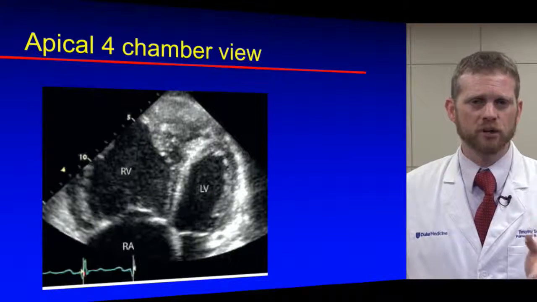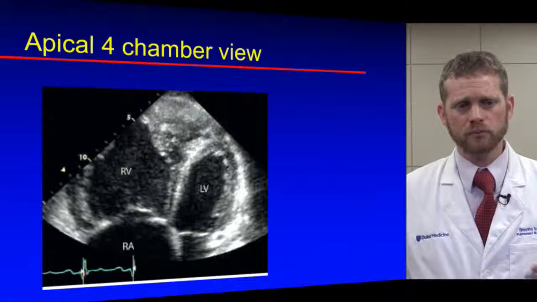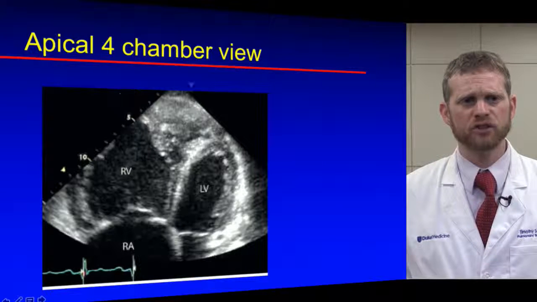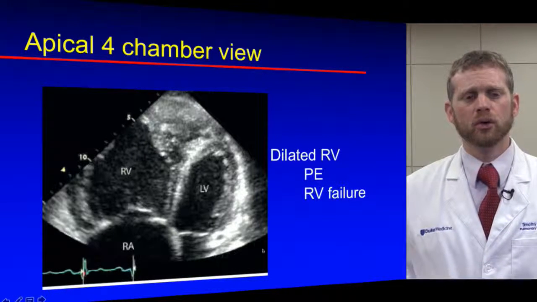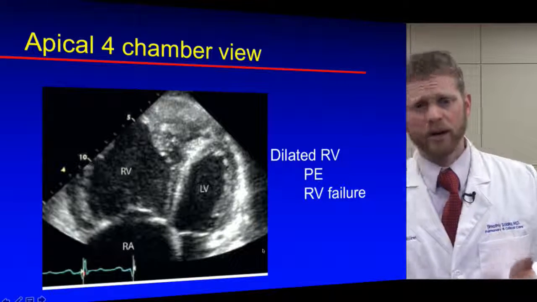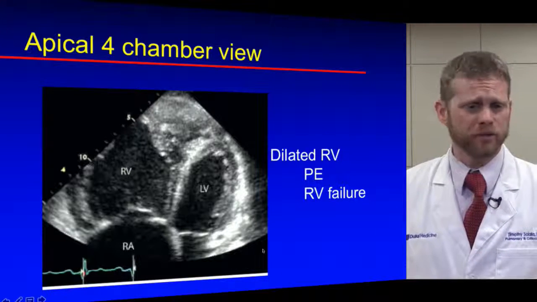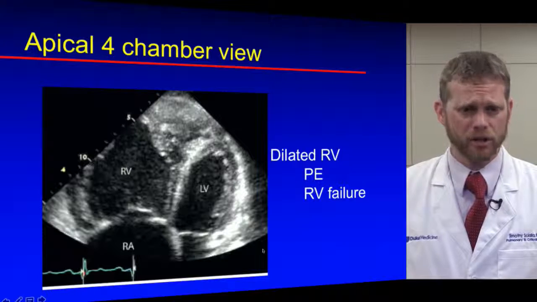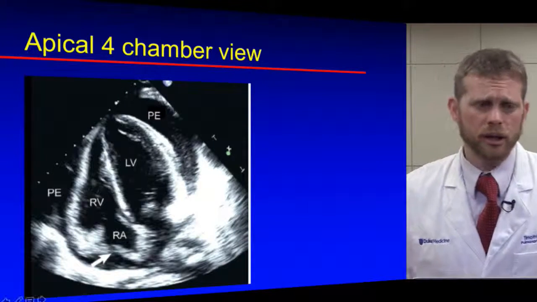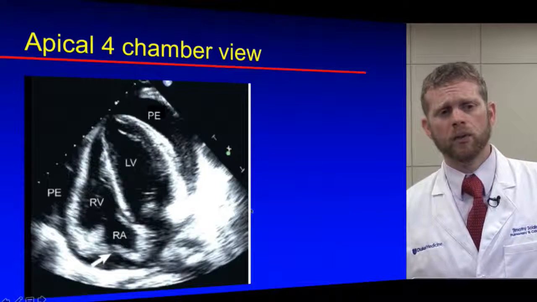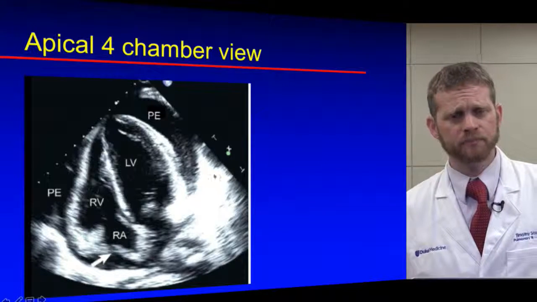I'm not going to show any films here. So this is a patient. You do an apical 4-chamber view, and what you see here is that this person's got a very dilated right ventricle. This is someone who you're concerned about maybe having a pulmonary embolism or right heart failure, maybe related to pulmonary hypertension. This is someone with hypotension, shock, with a low SVR and a high CVP.